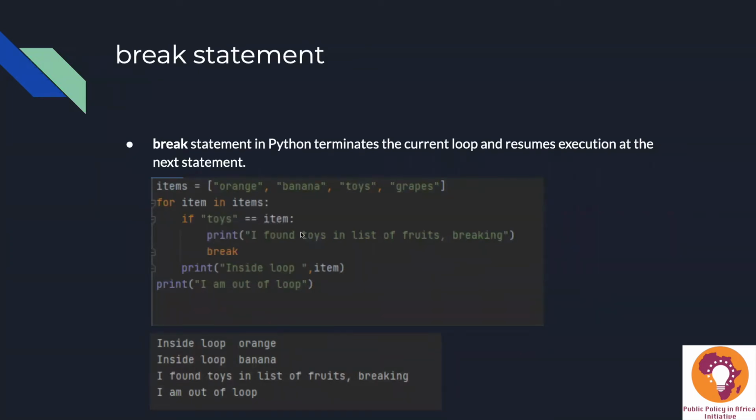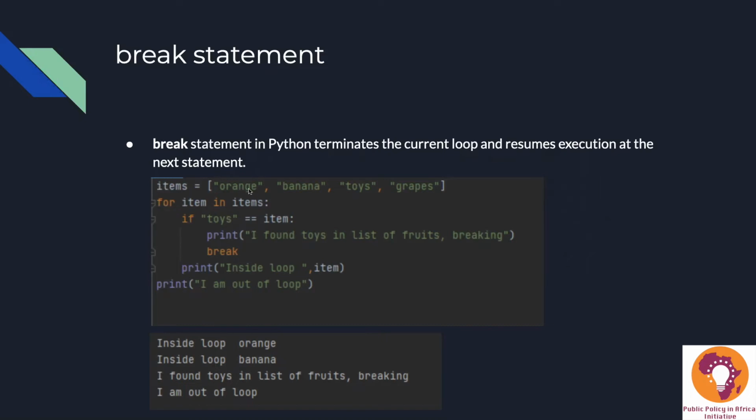Then we would print "I found toys in list of fruits, breaking," and then we break. So this break will exit us out of the loop. We won't see this line of code executed, and we won't go to the next iteration of our loop if there's another iteration after that break. We would just come to the "I am out of the loop" line here. So in this case, we start in here.